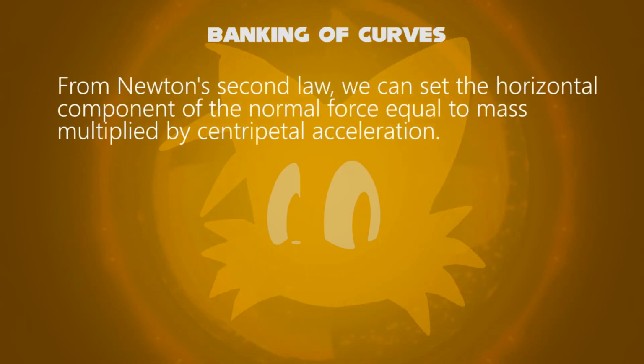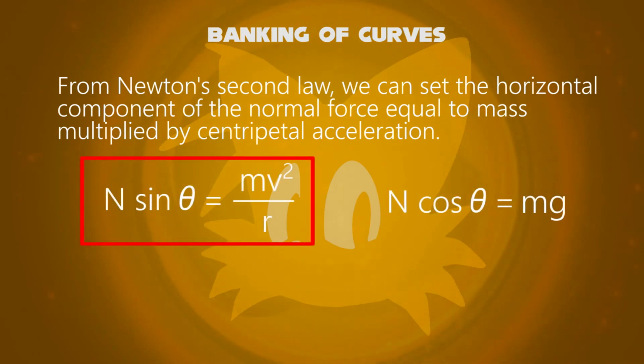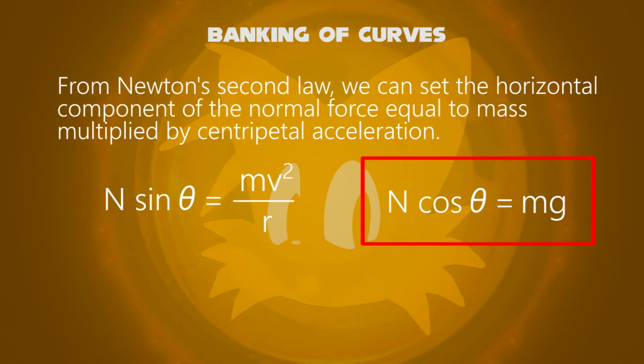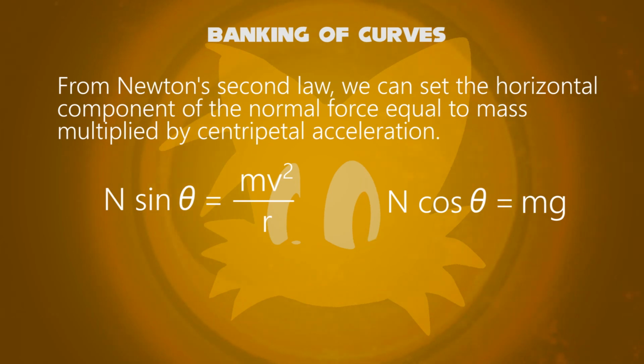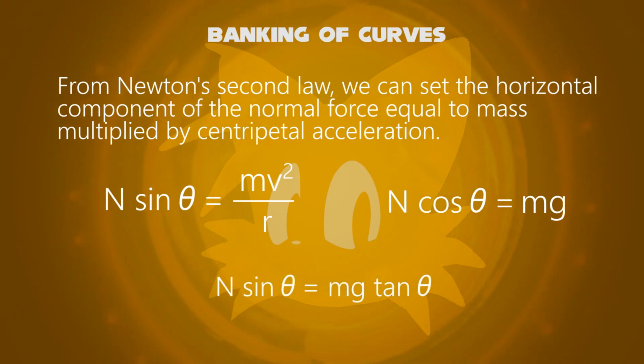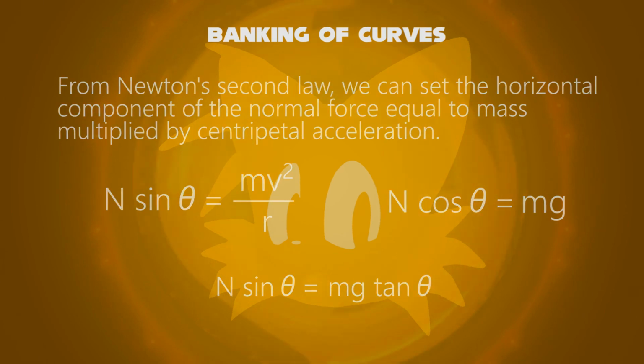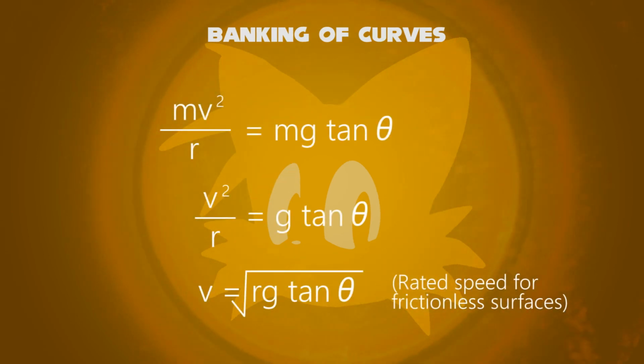According to Newton's second law, we can now set the horizontal component of the normal force equal to mass multiplied by centripetal acceleration. We have two equations: N sine theta equals mass times velocity squared over radius r, and N cosine theta equals mg. When you solve, let's substitute N sine theta equals mg tan theta. Then to find out the velocity, we now get v equals the square root of r g tan theta. The magnitude of this velocity is also known as the rated speed, depending on frictionless surfaces. So you now know how the banking of curves works.